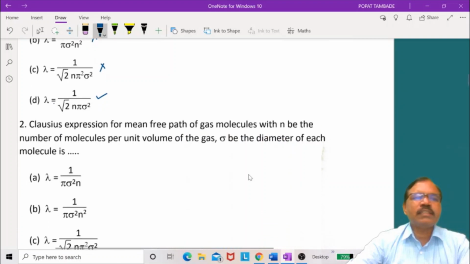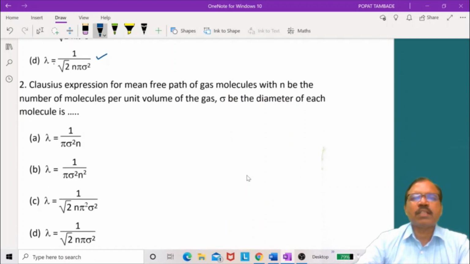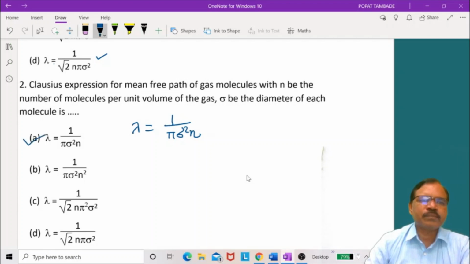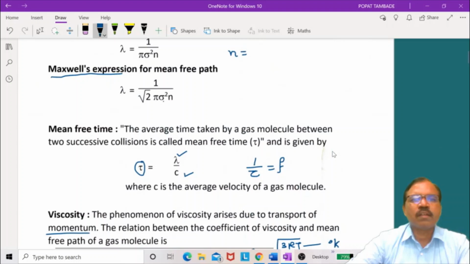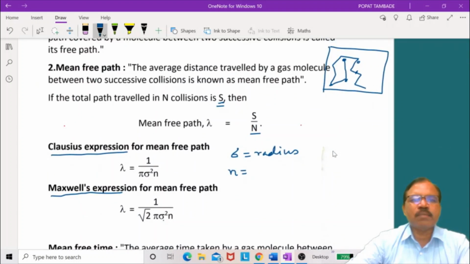Now the Clausius expression for mean free path of gas molecules, with n being the number of molecules per unit volume of the gas and sigma being the diameter of each molecule. Now we have seen already lambda is equal to 1 upon pi sigma square n. This is the mean free path, Clausius expression. So this first one is correct. We have seen here 1 upon pi sigma square n.